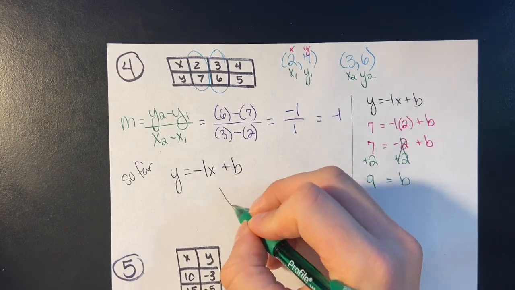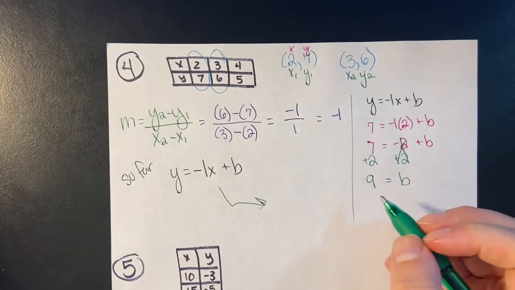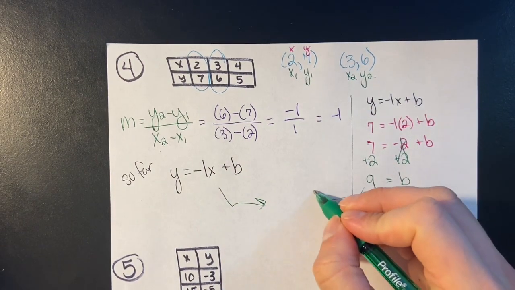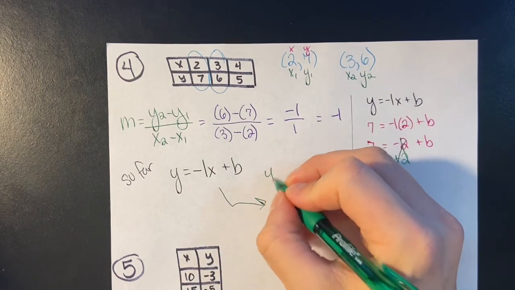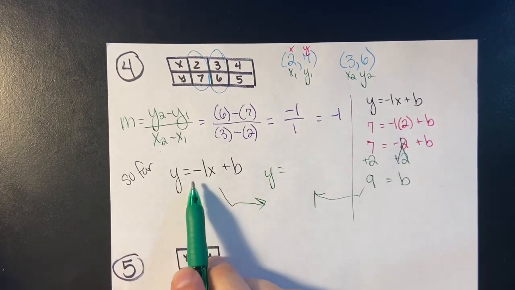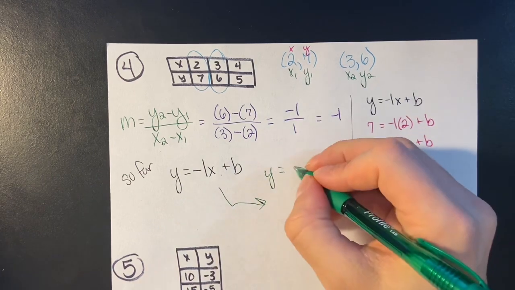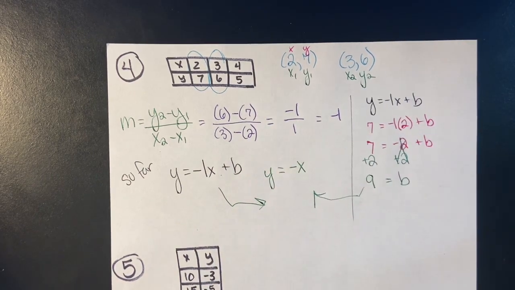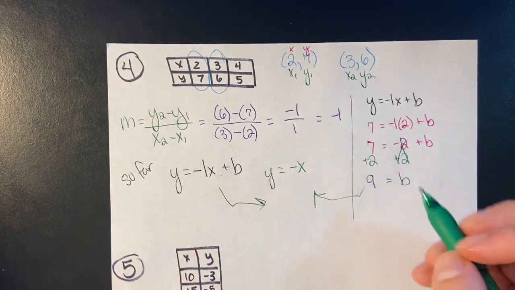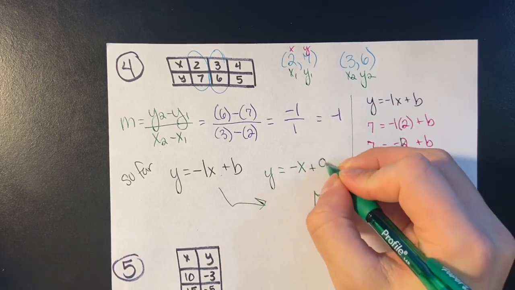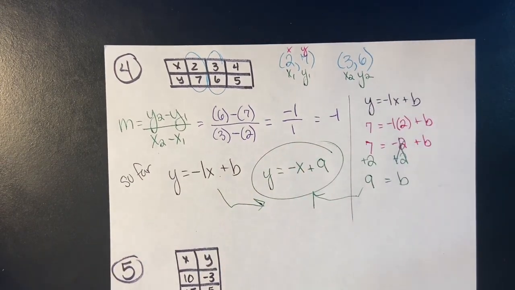So what I had so far is y equals negative 1x plus b. I just found out that b is 9. So y equals, instead of putting negative 1x though, I'm just going to put negative x. Looks better. Plus b is going to be plus 9, so plus 9, done. Okay?